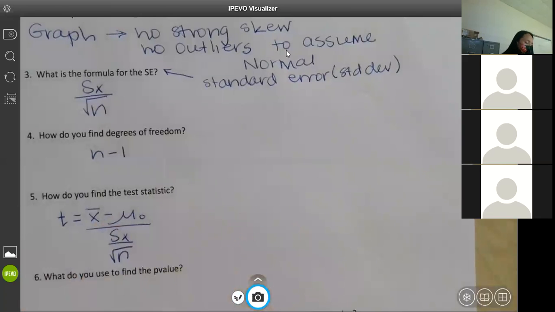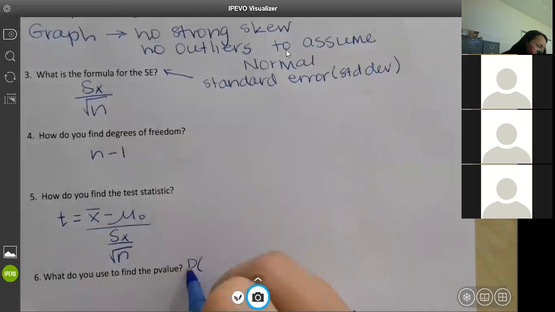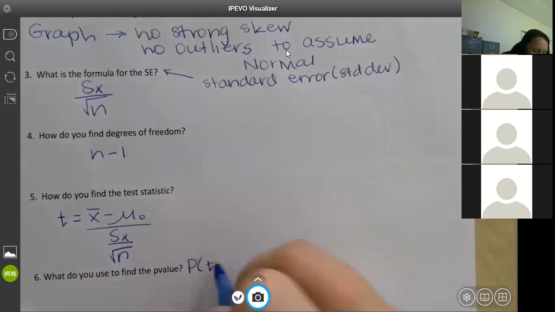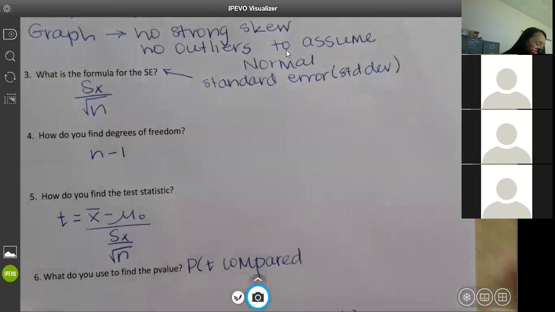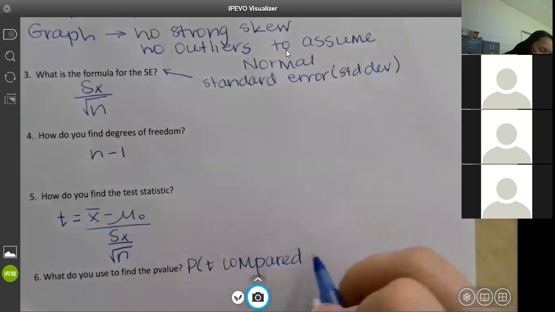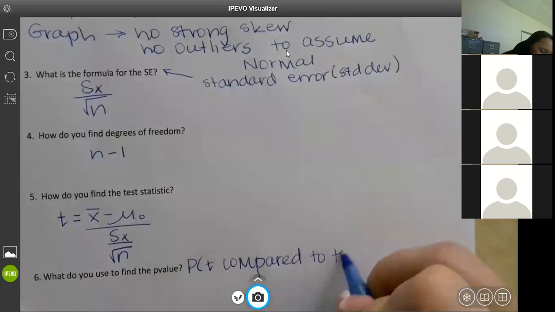So what do you use to find the p-value? So on this one, remember, it's the probability of t. Our other one was z compared to the test statistic. This one is t compared to test statistic.